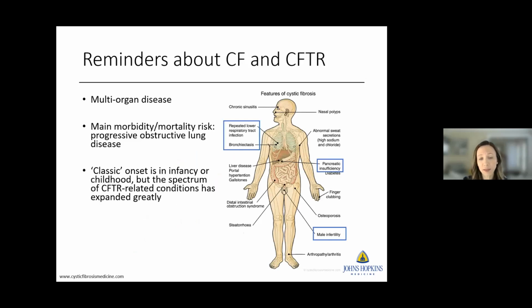The classic onset of CF that most of us learned about in grad school is generally in childhood, but the spectrum of CFTR-related conditions has really expanded greatly, and we'll talk a little bit about that. But the classic triad for typical CF is lung disease, pancreatic insufficiency, and male infertility. At this point, we've really made good progress with treatment for cystic fibrosis over the years. And so individuals with the disease that are born in the last 7 or so years have a life expectancy in their mid-40s, which is really quite impressive.